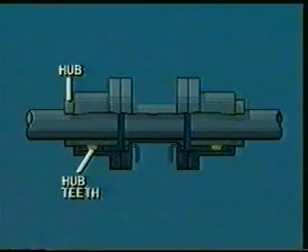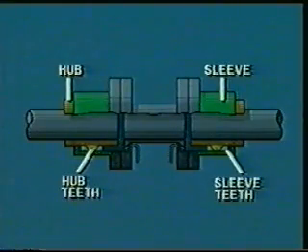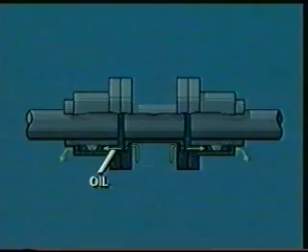External teeth on the hub of the coupling are free to rock back and forth, or move axially within the internal teeth of the sleeve. Small couplings are sometimes grease-packed. Large, high-speed couplings use circulated lube oil.